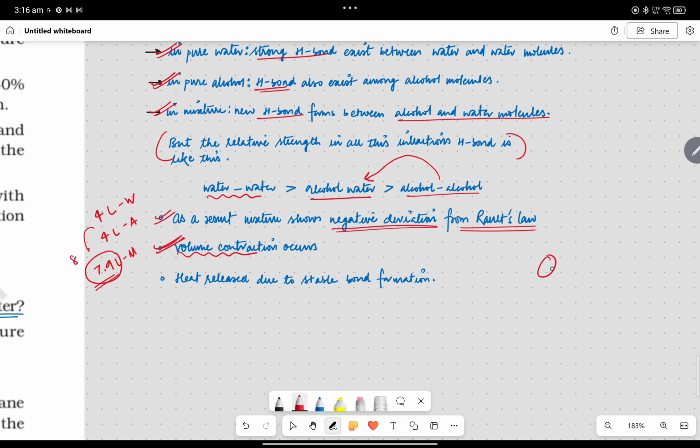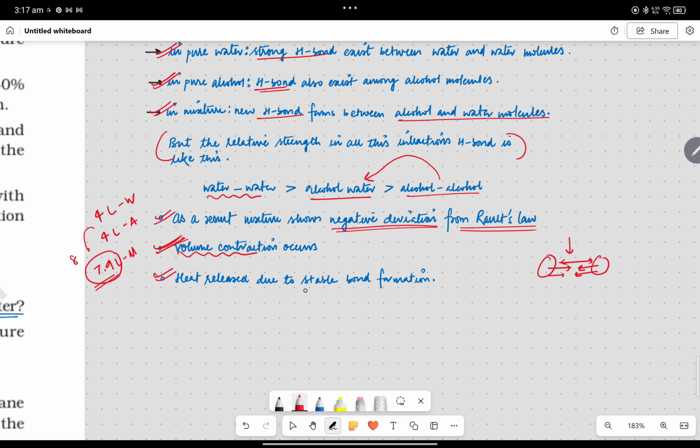Why? Because the attraction force between molecules is larger in alcohol-water than in alcohol alone. That's why they are attracting each other, and hydrogen bond shrinkage is occurring, and that is causing a decrease in overall volume, right? So volume contraction is occurring because of this, and then heat is released due to stable bond formation.